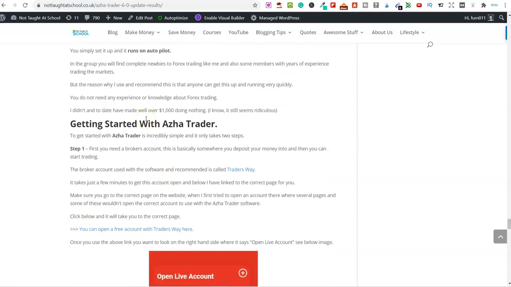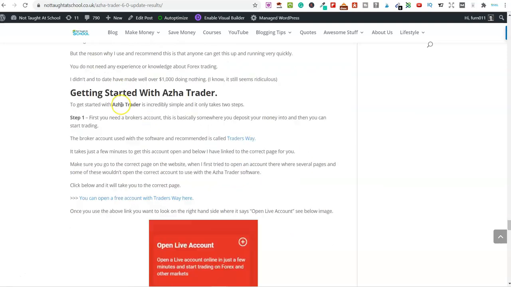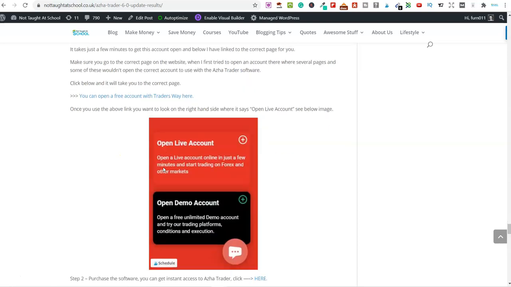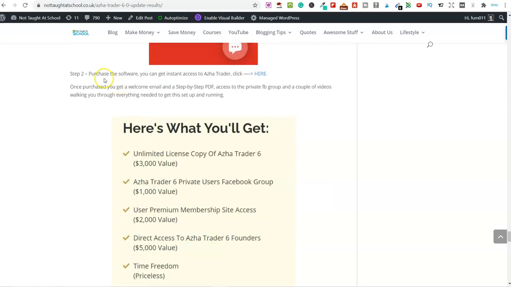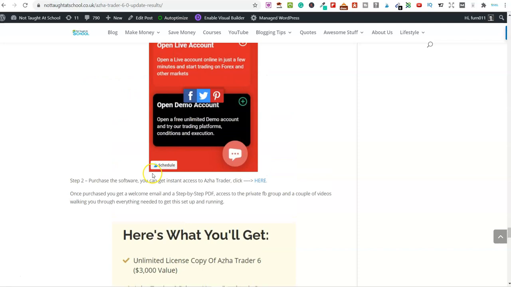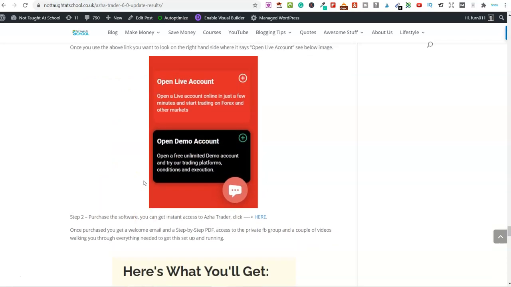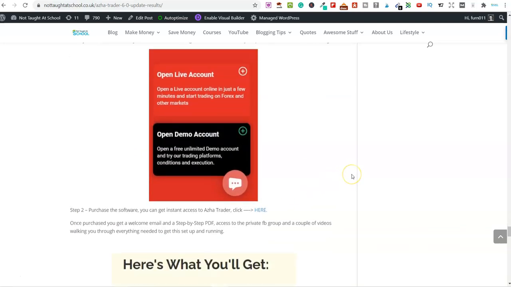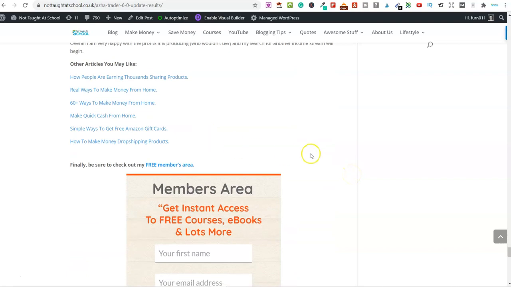There are a couple of things that you need for this. Again, this is all in the blog article, so I will leave these down below for you so you can go ahead and look at my results. Basically, step one is you need a broker's account. There's a couple of different accounts that you can use. From doing some research, this is the one that I was happy with and recommend. It's called Tradersware. If you come over to the article and click here, it will take you to the correct page. Once you've opened up an account, you then purchase the software, and how it works is you connect the software to your trader's account, and it basically just runs on autopilot for you, along with everything else that you get included.